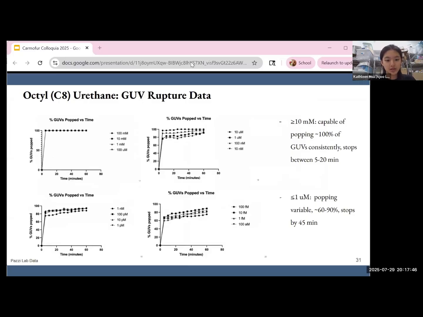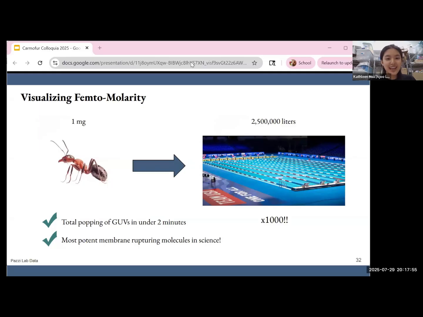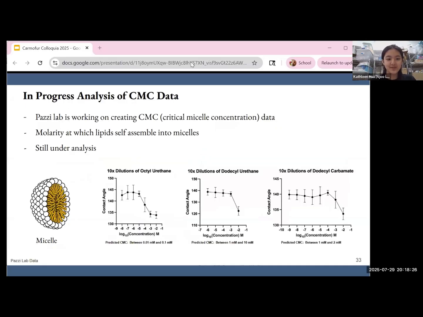Similarly, the octyl urethane also did very well, being able to pop 60 to 90% of GUVs even in the femtomolar range. And to visualize just how dilute femtomolar dilution is and just how potent our compounds are, if 1 mg of our product was the size of an ant, you would need to drop it into 1,000 Olympic-sized swimming pools to make a femtomolar dilution. And our compound at this concentration is able to pop all the GUVs in under 2 minutes, making it one of the most potent membrane-rupturing molecules in science.